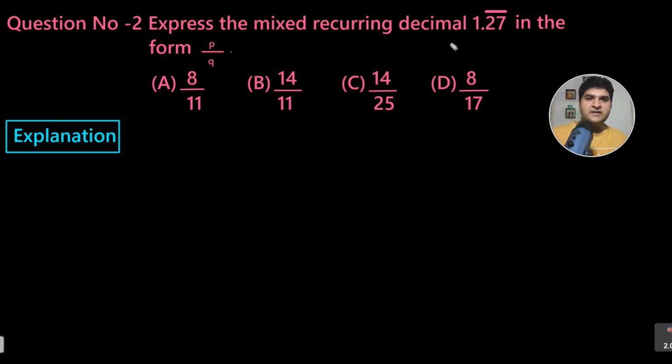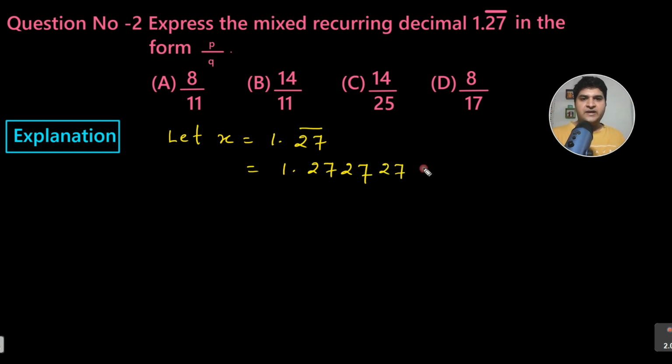The very first step is we have to assume this decimal 1.27 bar over it is equal to x. So let x be equal to 1.27 bar over it. Or you can write this as 1.27 2727... This bar means this number is going to repeat again and again, infinite times like that, and then you write 3 dots. These 3 dots show the continuity.